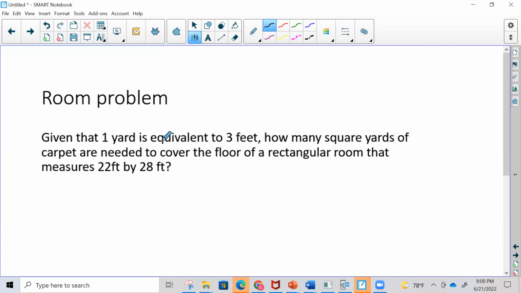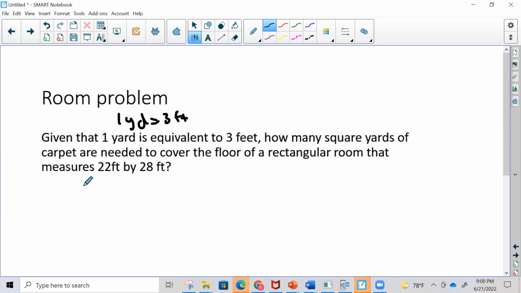So this one is similar to one on the homework. It says, given that 1 yard is equivalent to 3 feet, how many square yards of carpet are needed to cover the floor of a rectangular room that measures 22 by 28 feet? Okay, so I want it in yards. We're going to look at, when we do dimensional analysis for area, a different way to do this, but I'll just do this as if we don't know that yet, and we're going to convert these two here. So I'm going to convert both of these to yards, and then I'll find the area of the room.